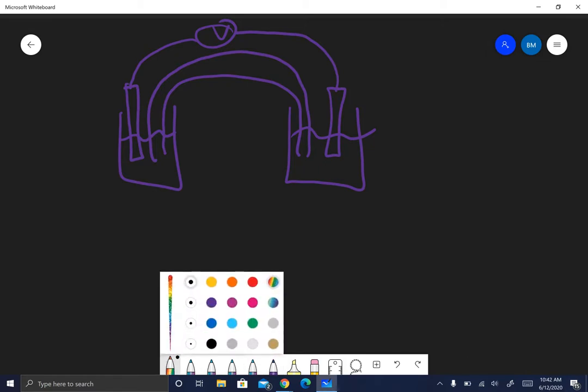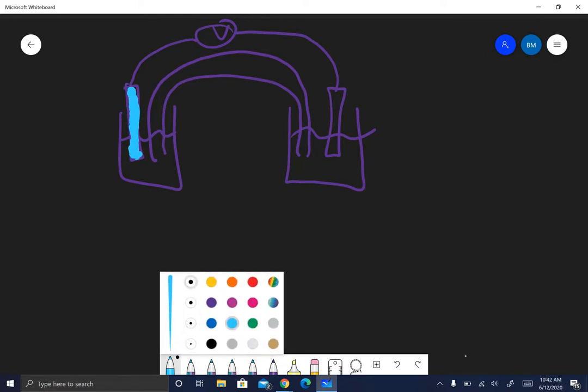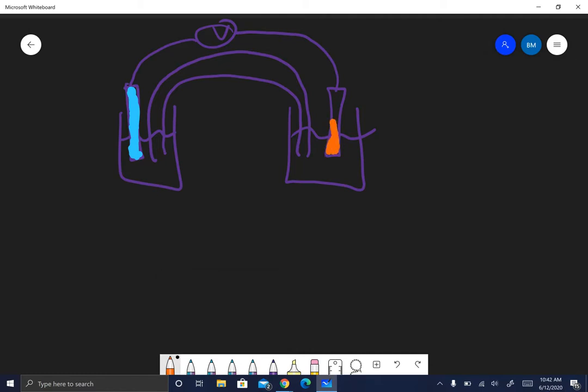And I'm actually going to color that a different color here. So let's say this piece of metal here is one color, and then let's say this piece of metal here is a different color. All right, and let's say this is zinc, and let's say this one is gold, Au.